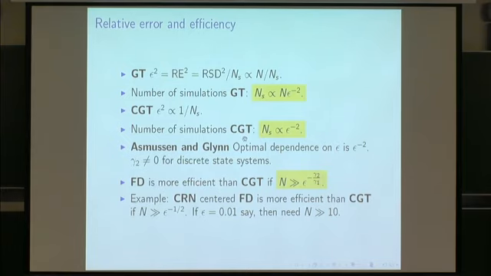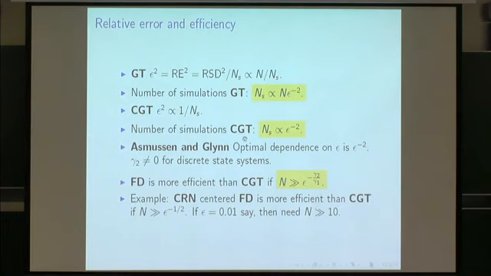For Girsanov transformation, the number of simulations is n epsilon to the minus 2. For centered Girsanov, there is no dependence on n, so centered Girsanov is superior to Girsanov. The finite difference is going to be more efficient than the centered Girsanov if n is large enough. For example, if you use common random numbers and centered finite difference, we know gamma 2 and gamma 1, that will give us n should be much larger than 1 over square root of epsilon.